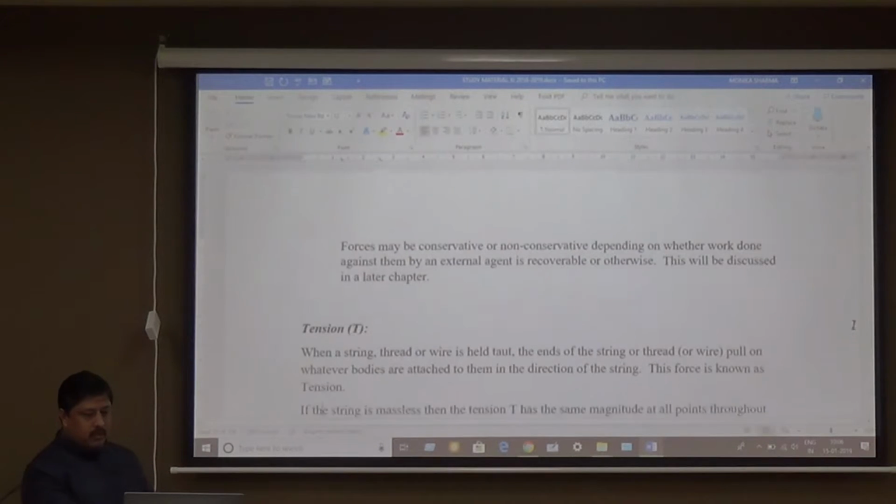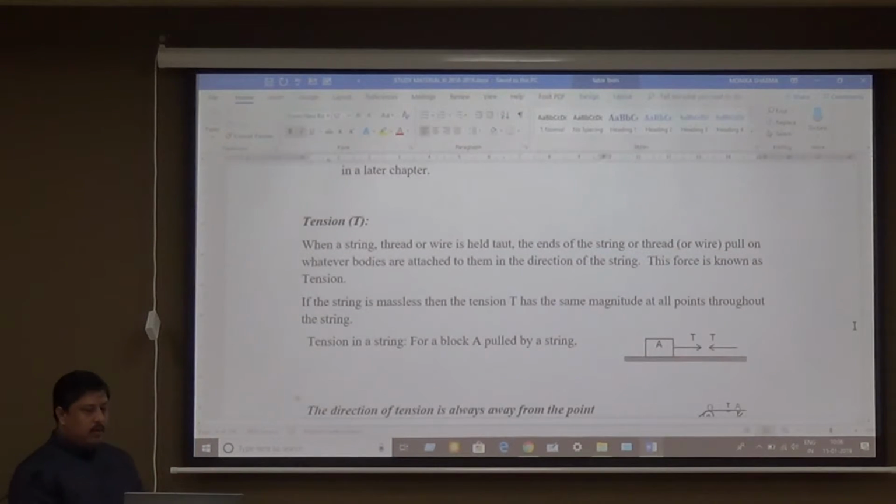The next important force is tension. You can see the diagram. In this, a body is pulled by a force. This is exactly the tension force. When a string, thread or wire is held taut, the ends of the string or thread or wire pull on whatever bodies are attached to them in the direction of the string. This force is known as tension.